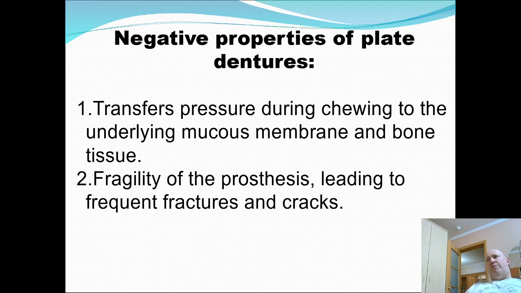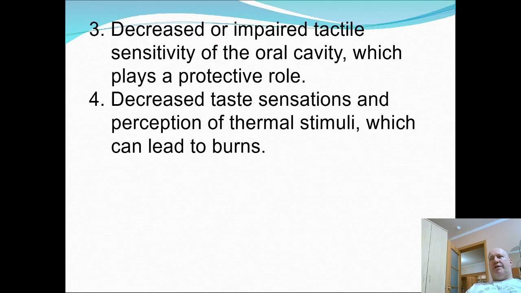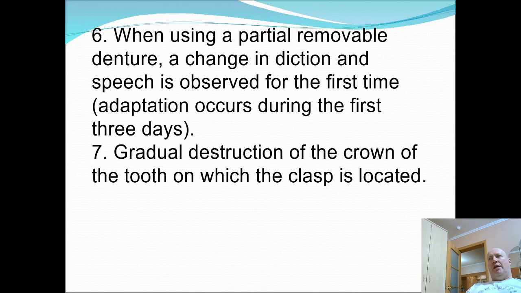Negative properties of plate dentures. Transfers pressure during chewing to the underlying mucous membrane and bone tissue. Fragility of the prosthesis leading to frequent fractures and cracks. Decreased or impaired tactile sensitivity of the oral cavity, which plays a protective role. Decreased taste sensations and perception of thermal stimuli, which can lead to burns.